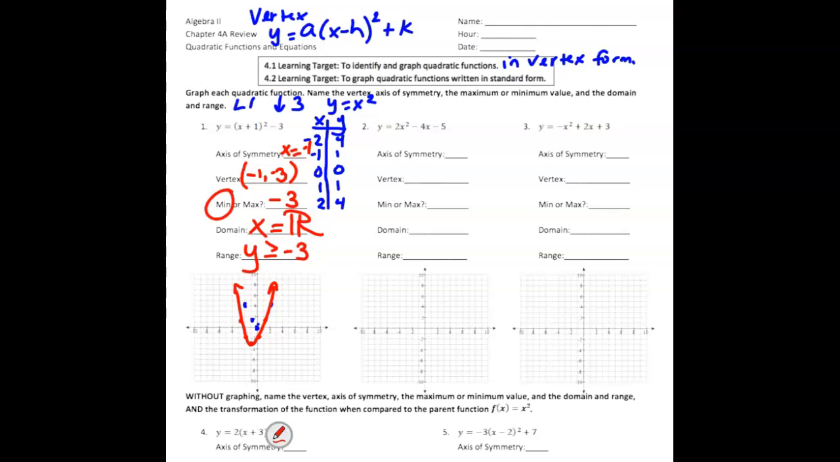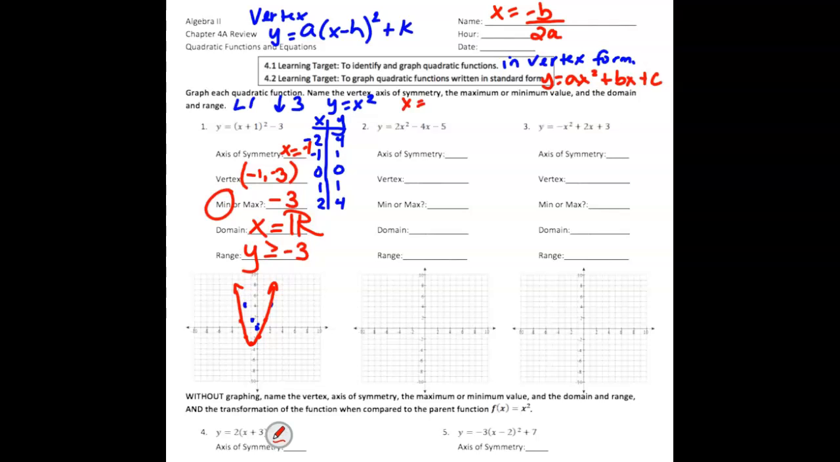All right, our next two examples are in standard form. That's that ax squared plus bx plus c. So in order to find our vertex and axis of symmetry, we have to use that equation x equals the opposite of b over 2a. So in example 2, our a value is 2, our b value is negative 4, and our c value is negative 5. So let's calculate x.